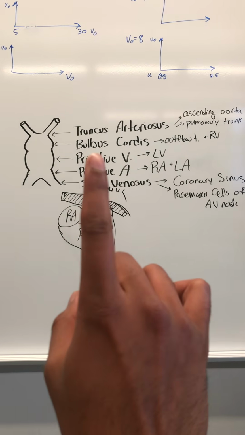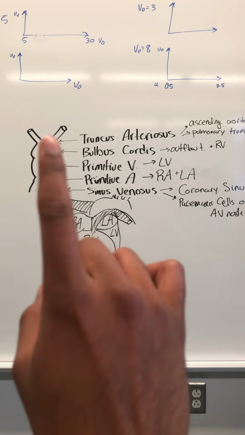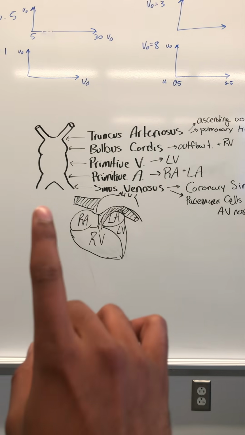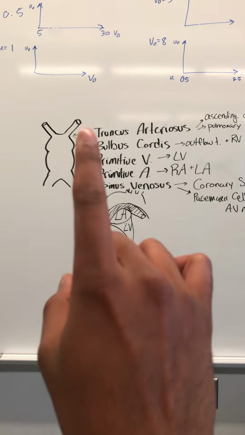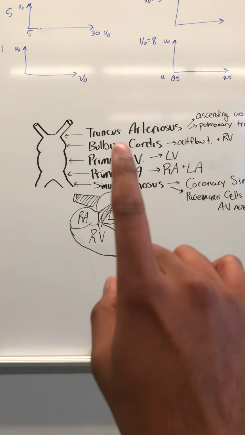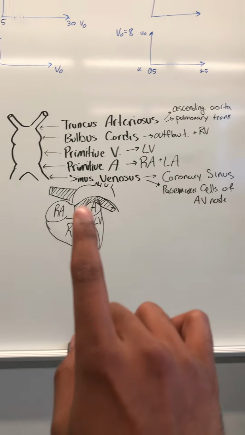The first one is your truncus arteriosus, and this is the top part with the two tubes coming off of it. And remember, blood flows oxygenated from bottom to top, which is rather unusual. But what happens to the truncus arteriosus is it becomes the ascending aorta and the pulmonary trunk.